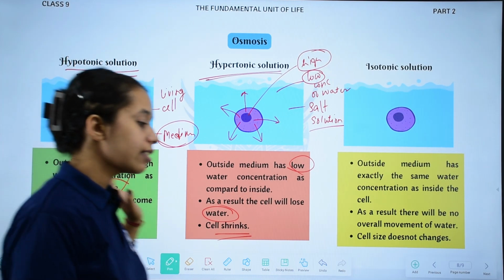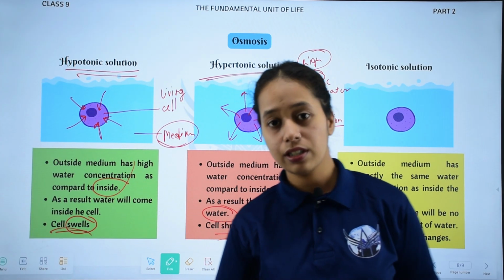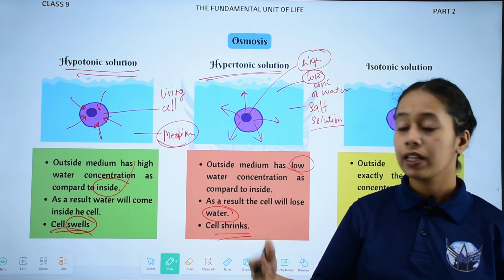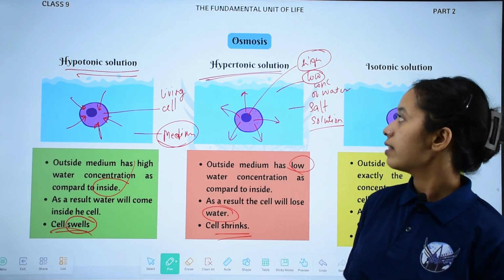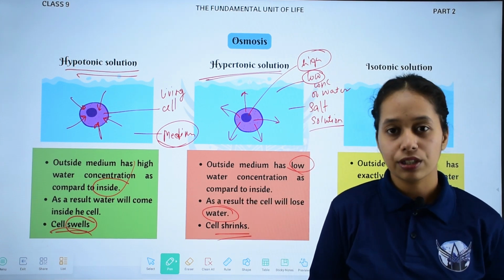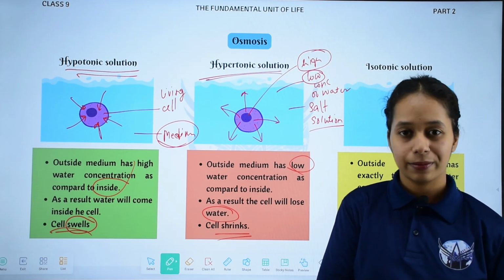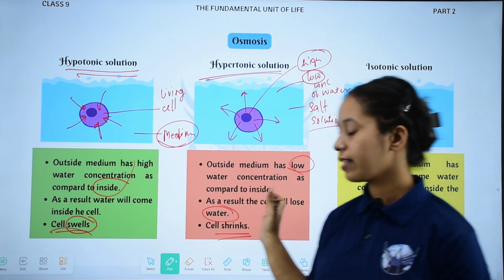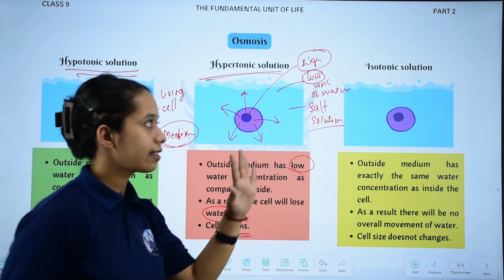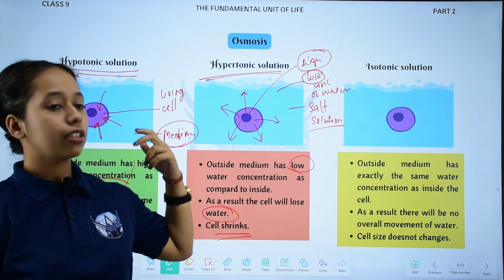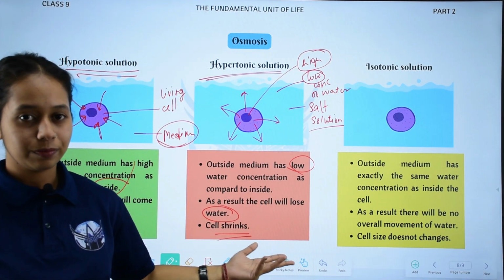What was the first case? The first case was hypotonic solution, where the cell will swell up, and the second condition is that of hypertonic solution, where the cell will shrink. Okay, both the cases are done. Did you understand both the cases? Okay, very good. Next we need to study about isotonic solution.